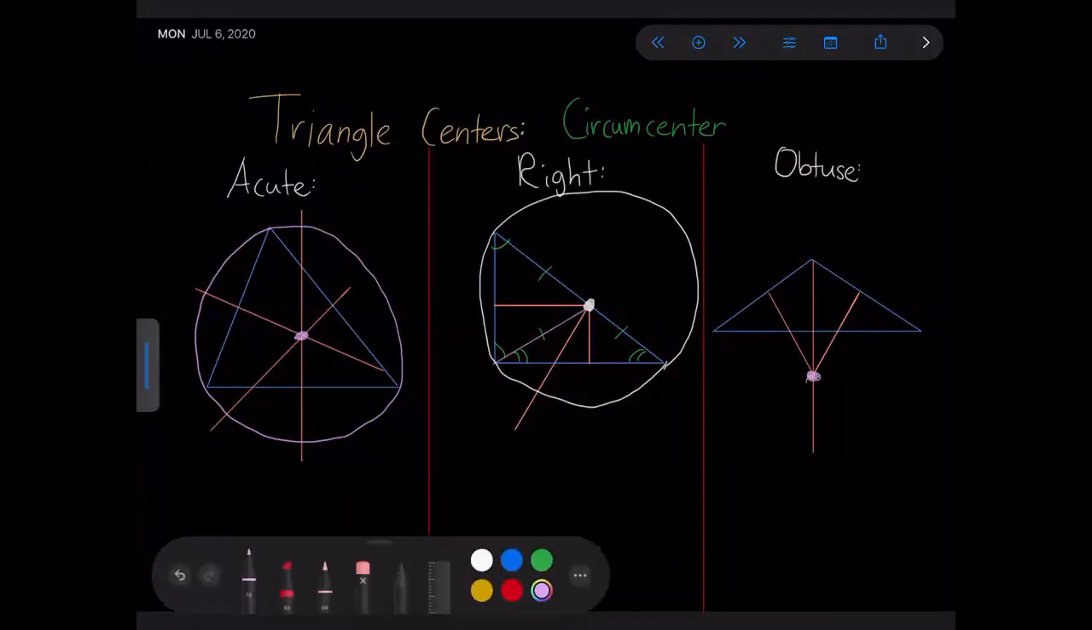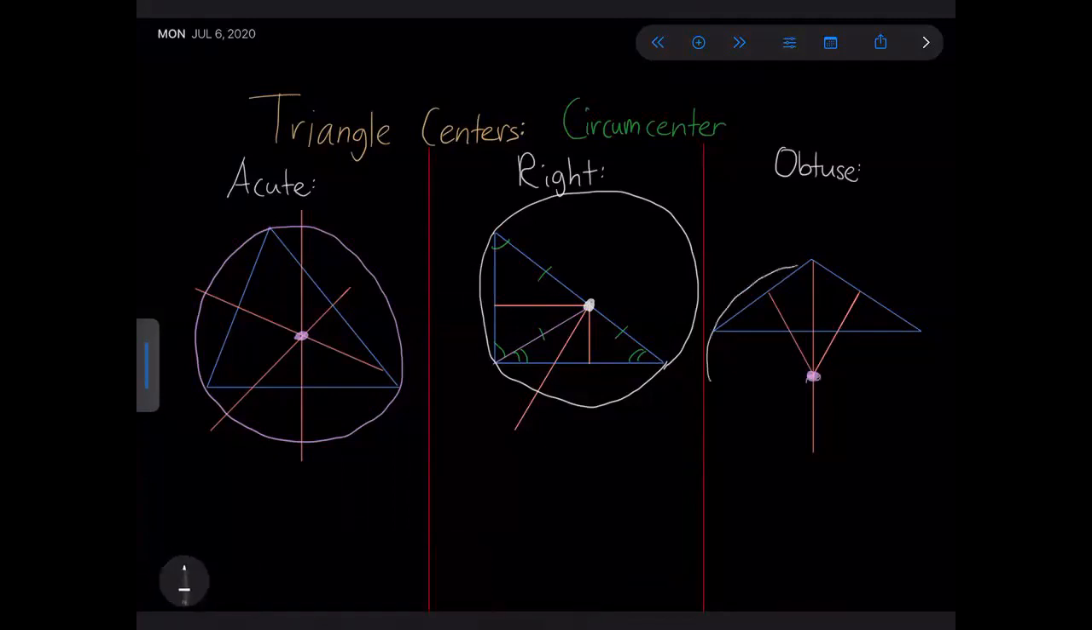And we can also draw a circle. This is a lot harder to draw. Close enough. So again, all three points can be shown to have a circle that goes through all three points. And in case of an acute triangle, the circumcenter is inside. In case of a right triangle, it is on the midpoint of the hypotenuse. And in case of the obtuse triangle, it is outside the triangle.